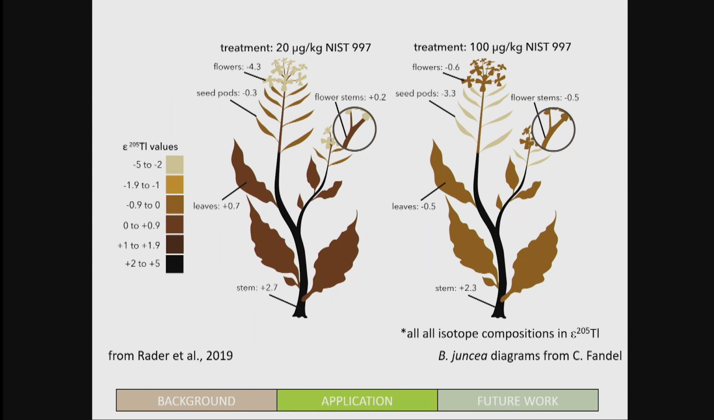Now, we took these same plants and we measured their isotopic composition. And so here, our substrate, the isotopic value was 0. So we're starting right at that 0 value. And the darker the color of the plant part, the more positive that plant reservoir is. And again, we see very similar trends. So even though we're starting at 2 different thallium concentrations, we have a very, very positive stem, and then much more progressively light plant parts as the plant continues to grow and develop.